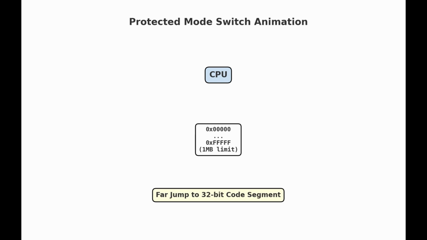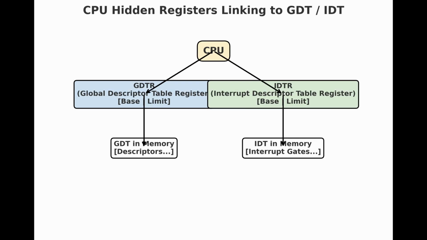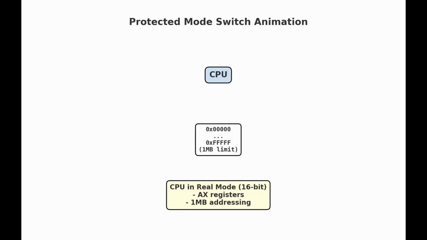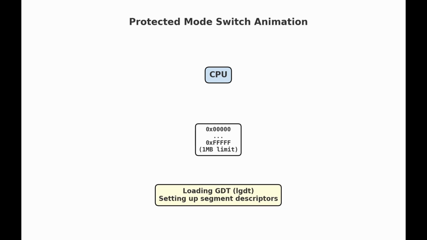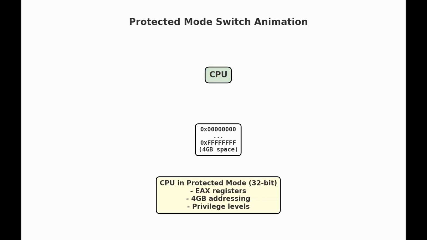Let's start with a quick comparison. In 16-bit real mode, the CPU can only address 1 megabyte of memory. It relies heavily on BIOS interrupts for I/O, and there's basically no isolation or protection. Now, comparing 32-bit protected mode: 4 gigabytes of address space, 32-bit registers, hardware-enforced privilege levels, and proper memory protection. It is a completely different ballgame.